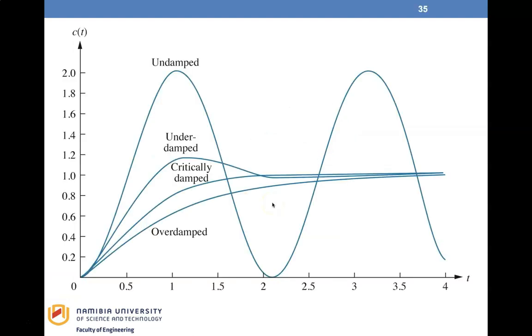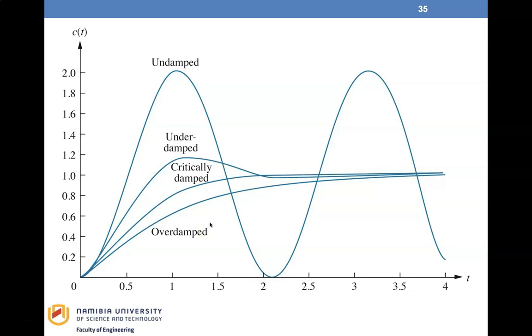These are the fastest possible response without an overshoot. This figure shows the response of all four cases of different values of A that we can achieve. So one, an undamped system with two poles on the imaginary axis, two, an underdamped system with two complex conjugate poles, three, critically damped with repeated roots on the real axis, and four, an overdamped response with two poles on the real axis.